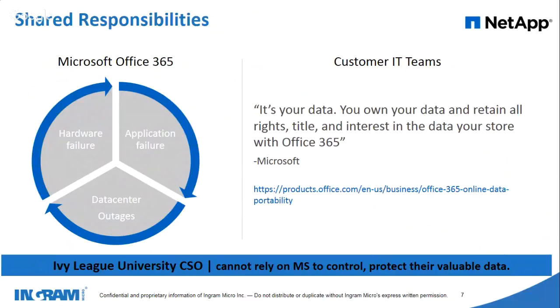Shared responsibility. Now, this is a very important slide for end customers and resellers to understand. Always remember that a vendor, whether it is Microsoft, Amazon, or any cloud provider, always takes care of security and data so that they match their SLA. For example, Microsoft Office 365 has an SLA of 99.9% uptime, which means they will make sure that there is no hardware failure, no application failure, and no data center outages. This is what their SLA means.